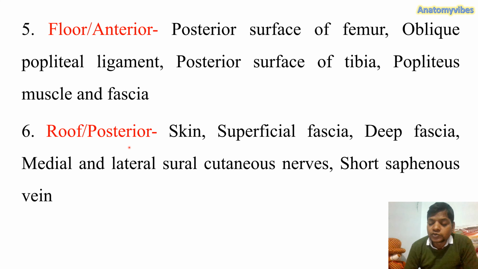What about the roof? In the roof we have skin, simple, deep to that superficial fascia, then deep fascia, and the cutaneous nerve which you have seen, the sural cutaneous nerve. The main one is the sural cutaneous nerve, the sural nerve coming from the tibial nerve, and one communicating nerve coming from the common fibular or common peroneal nerve. So we also call these the medial and lateral sural cutaneous nerves.